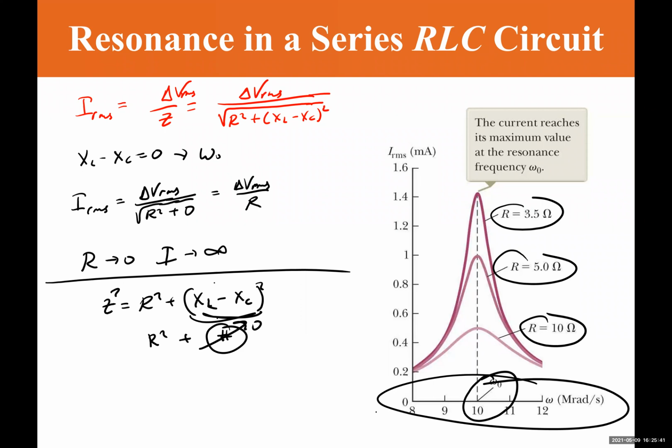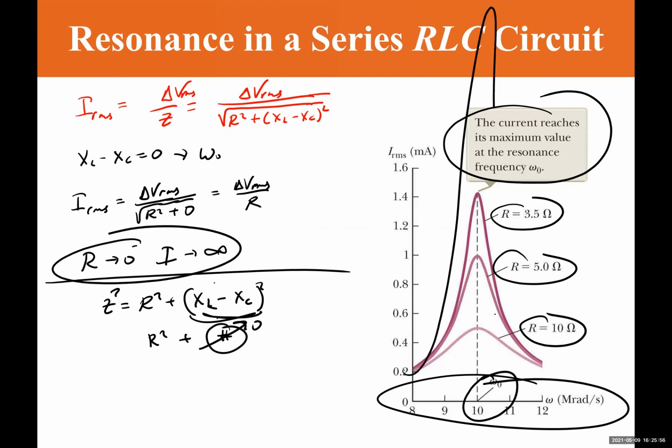So then we can say that as the resistance decreases, the current basically increases. That means the current reaches its maximum value at the resonance frequency omega naught. And obviously, when the resistance is 0, the peak can pretty much reach infinity. But as I mentioned, there's technically no such thing. There's always some resistance which limits the value of the current to some finite value.